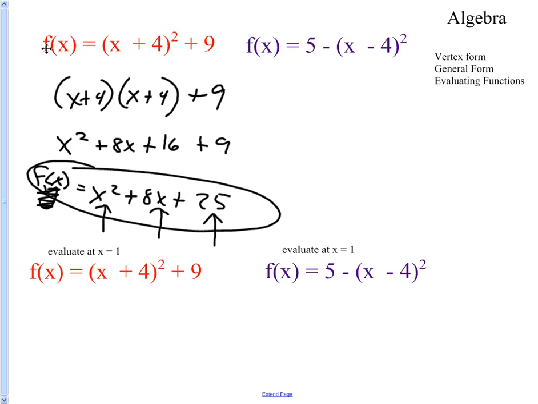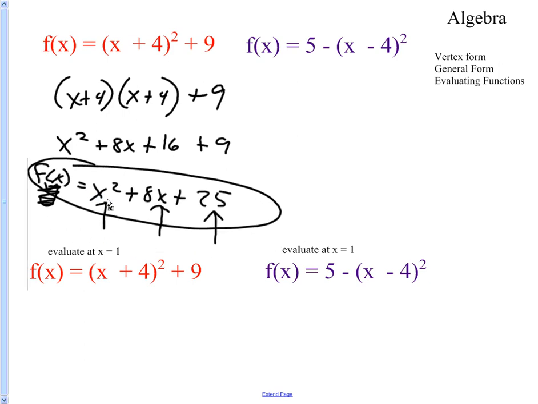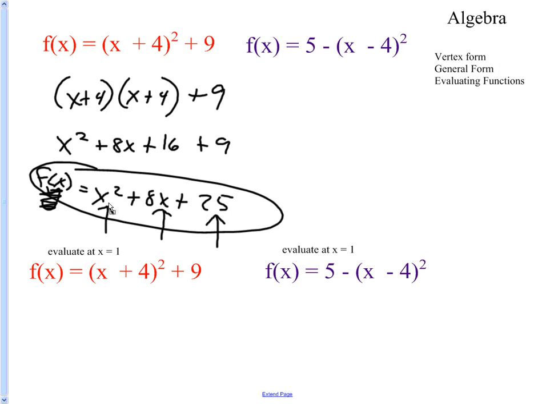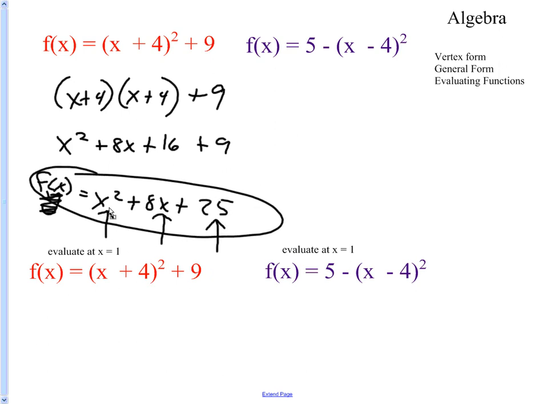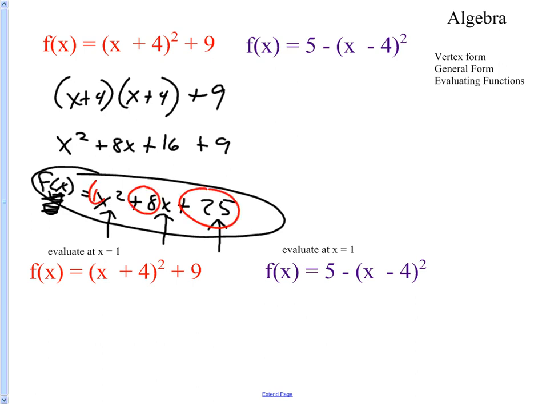Both of them could be typed into a calculator to be graphed, so it doesn't help anything to put it in this format. But the main thing this helps with is it's got A, B, and C in it. It's got a 1 here, an 8 here, and a 25. Where do you use those? Quadratic formula. Very good. So general form is handy for that.